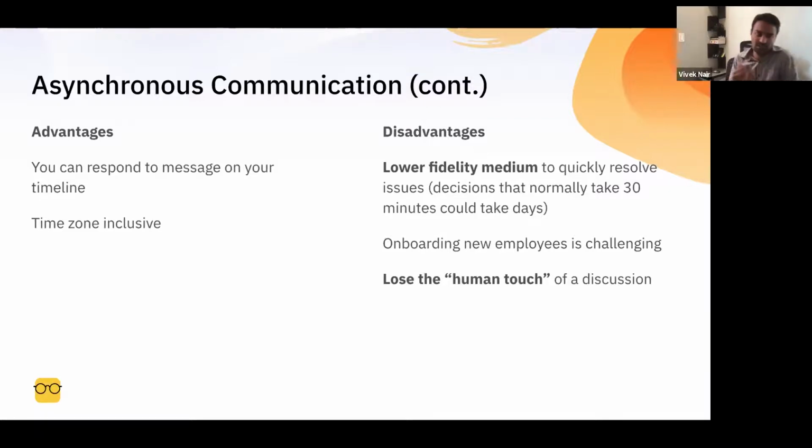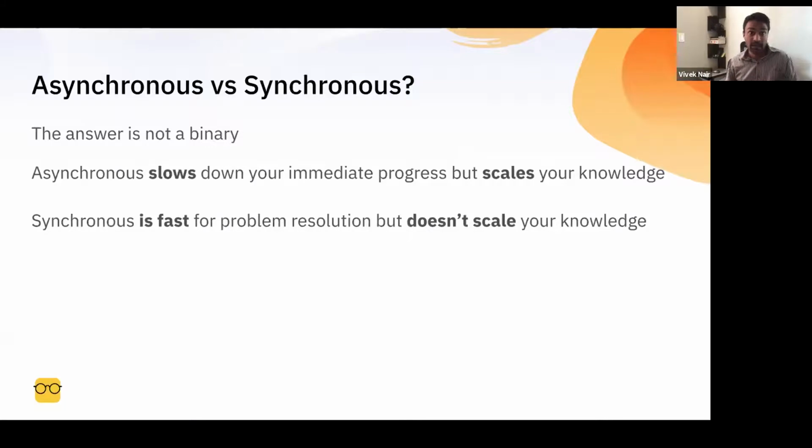And the third element is that when you're coming down to decisions that need to be made, you kind of lose the human touch of it. And I think that's where a lot of these new age audio video asynchronous tools are trying to re-add that element of a human touch into a discussion. But that's still what I personally feel is missing from a lot of asynchronous communication decision-making processes. So it's a little bit about asynchronous, but with respect to asynchronous versus synchronous, the answer is really not very binary at all.